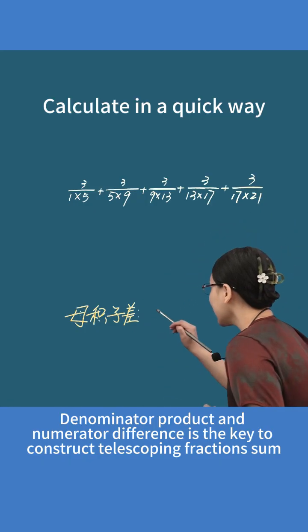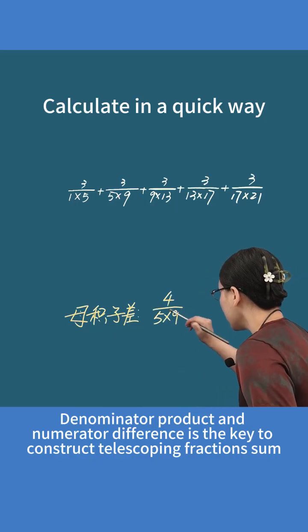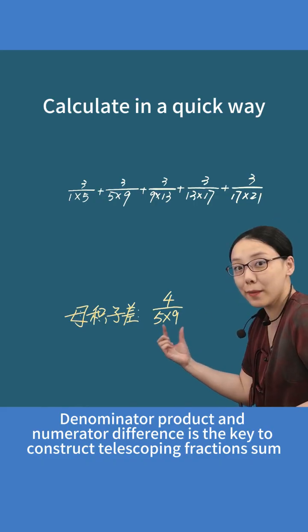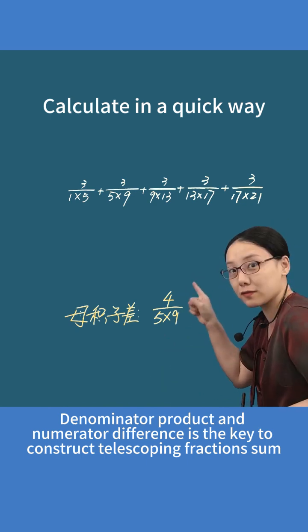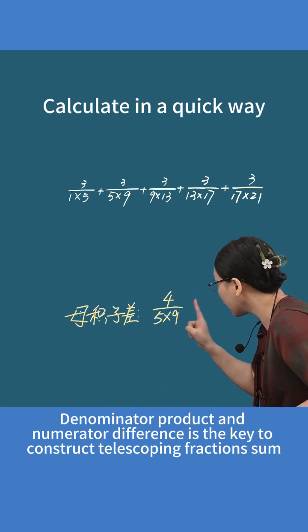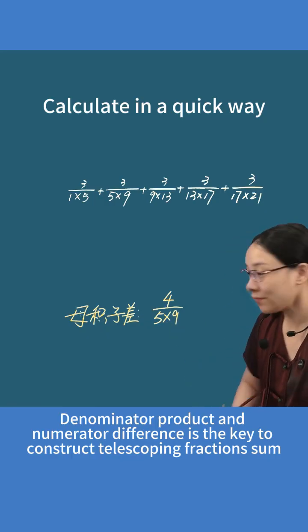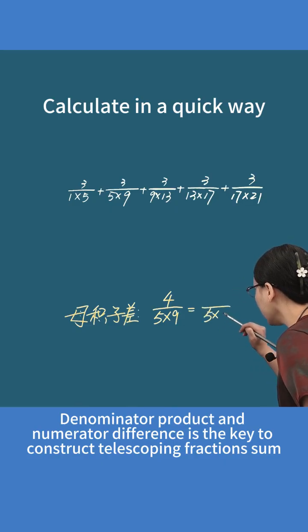For example, let's look at a fraction like this: 5 times 4/9. So, what does this mean? You see, the denominator is in the form of two numbers multiplied together, and the numerator, 4, is actually 9 minus 5. Isn't that just right? 9 minus 5 equals 4. So, it can be written as 4 over 5 times 9, that is, 9 minus 5 over 5 times 9.